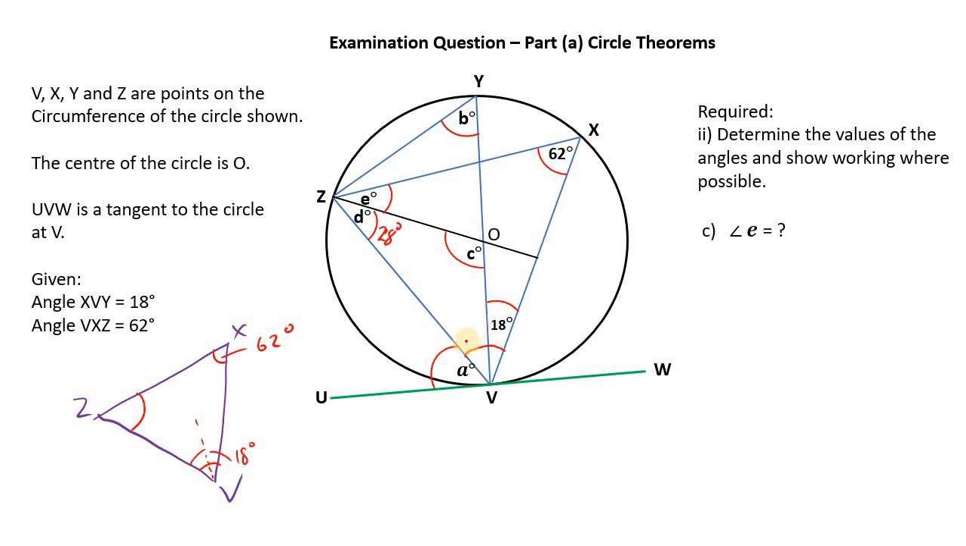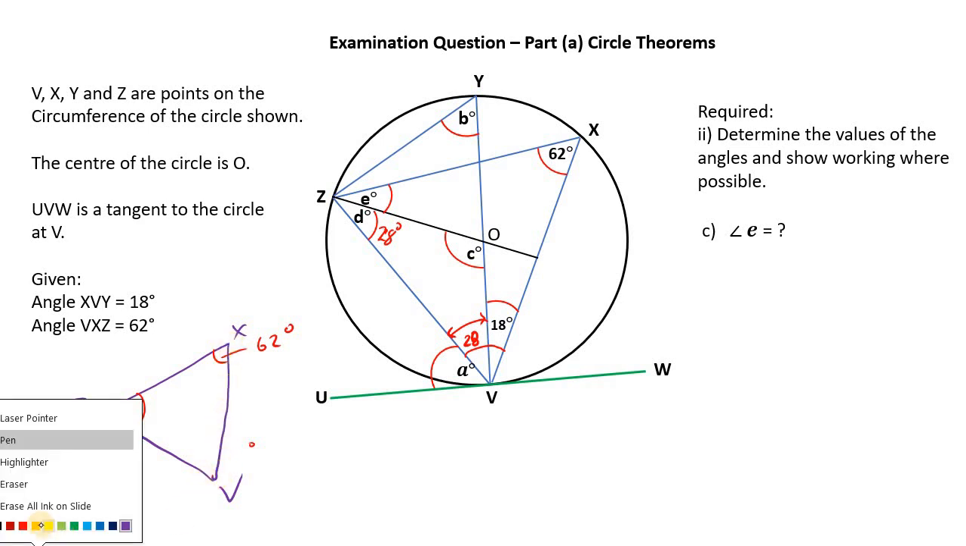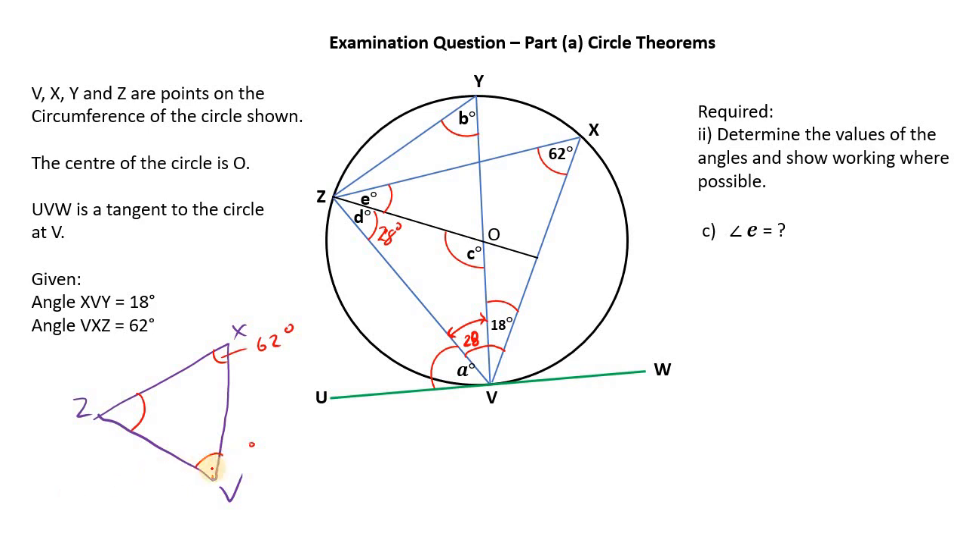And this base angle here is also 28 degrees, right? So 18 plus 28 will be what? So this angle here is going to be 28 degrees plus 18 degrees, which is going to give us 46 degrees. So that's 46 degrees. So we have two angles so far. So what is this third angle?